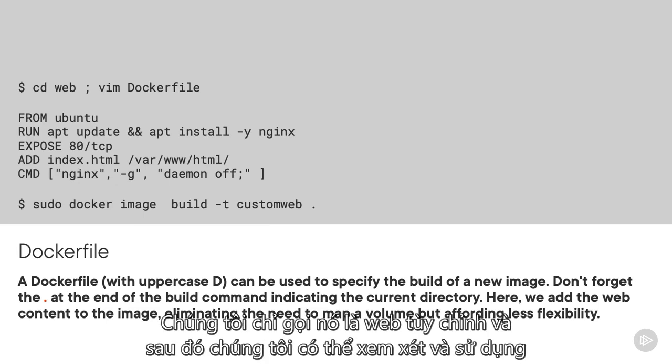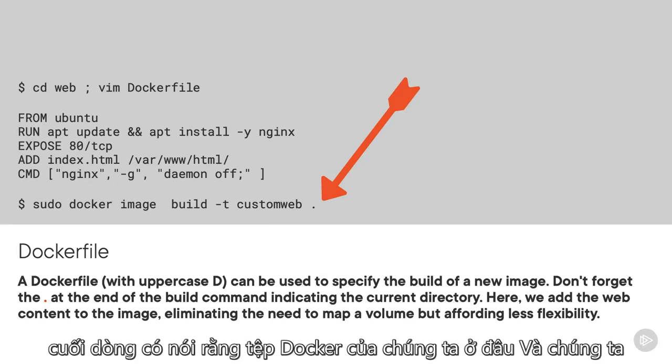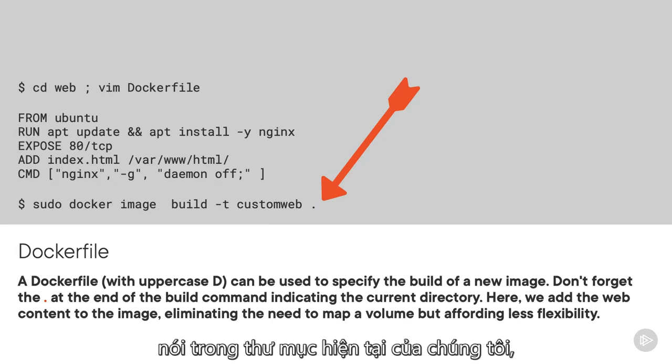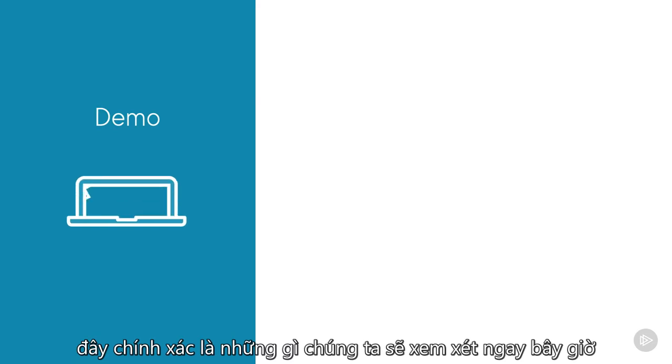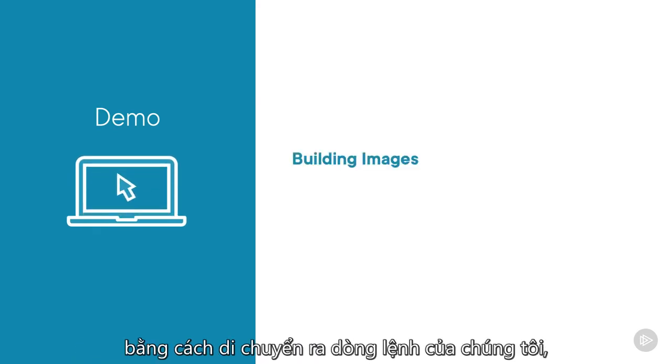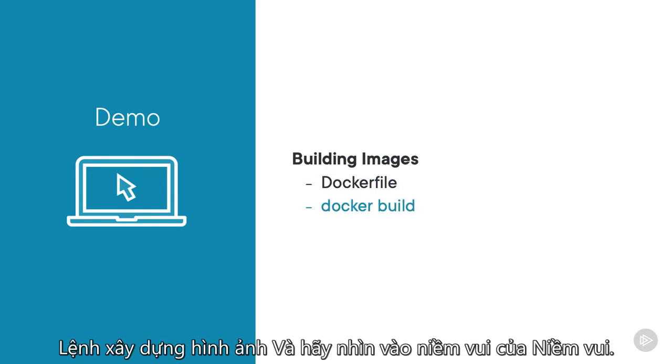Here we're just calling it custom web. And then we can use dot to specify the current directory. But don't miss out that dot at the end of the line there. It's saying where is our Dockerfile, and we're saying in our current directory. So this is exactly what we're going to take a look at now by moving out to our command line, looking at how we build an image using our Dockerfile and the docker image build command.